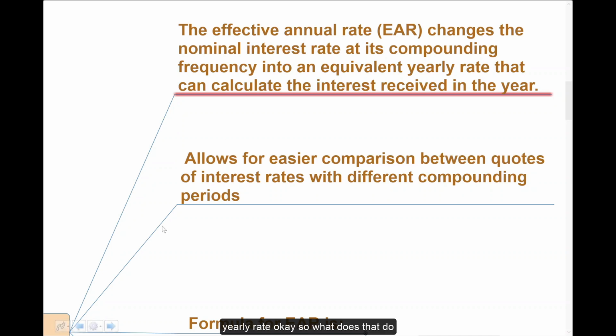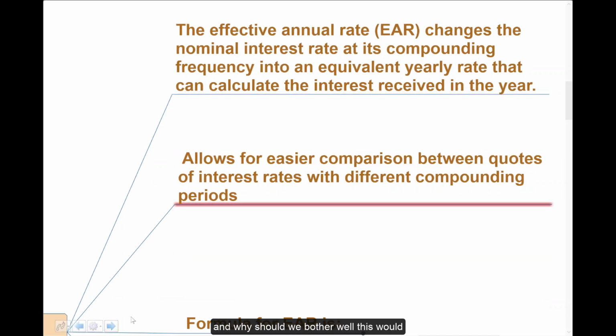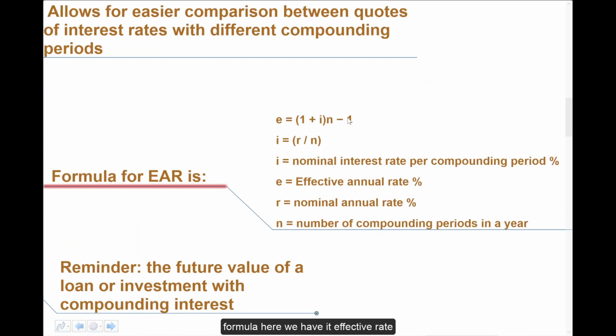Okay, so what does that do and why should we bother? Well, this would allow us easier comparison between compounding periods. We could have one calculation based on, let's say, 10 periods, one calculation based on 7. This would allow us to compare the effective annual rate. Okay, so in terms of the formula, here we have it. Effective rate equals open bracket 1 plus I, where I is R over N, to the power of N, minus 1. So really what we're talking about is the power of N.